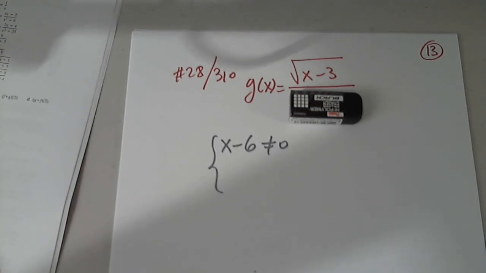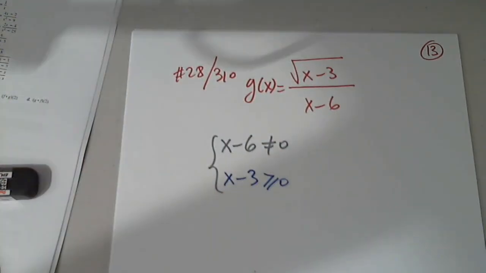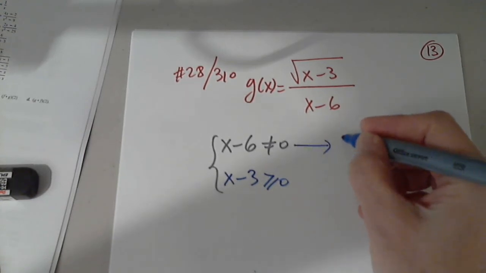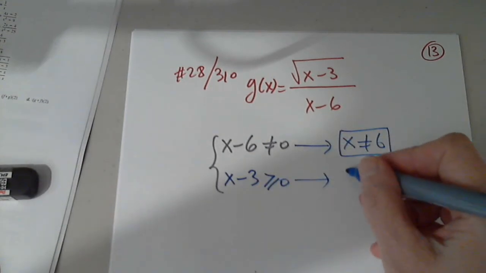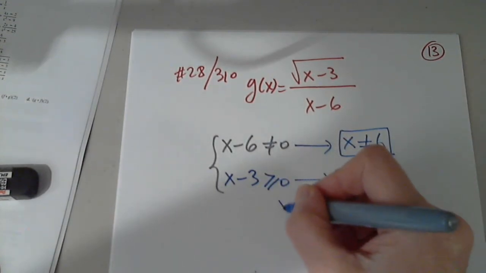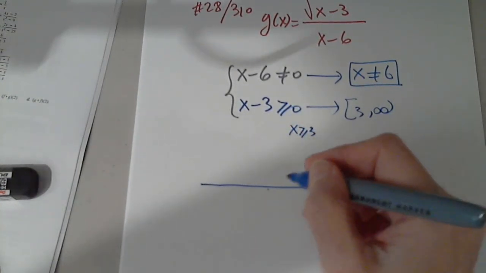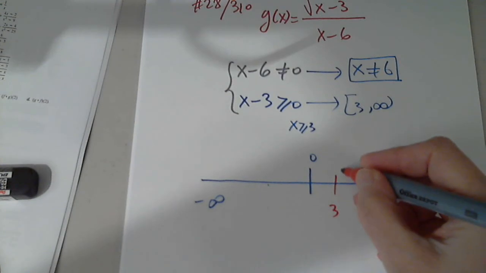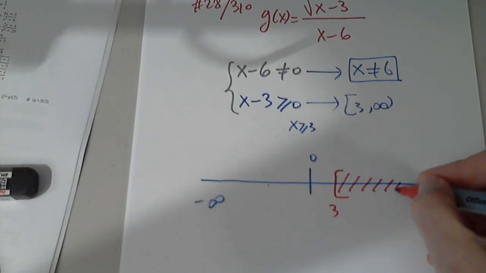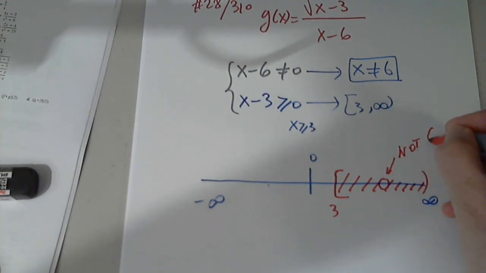X minus 3 is greater than or equal to 0. Excellent. These are the two conditions that we have to solve. Clearly, X cannot equal 6. From here, when I solve this, I get 3 to infinity because it has to be greater than or equal to 3. I will graph just to make sure that I am choosing the correct domain. I will start with 3, bracket to infinity, and I will have to exclude 6.